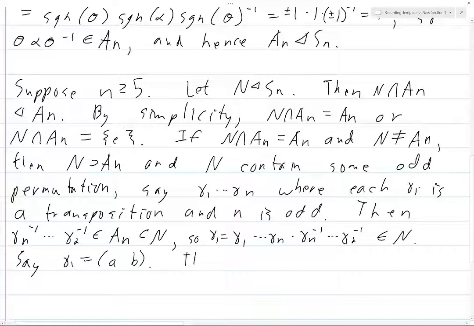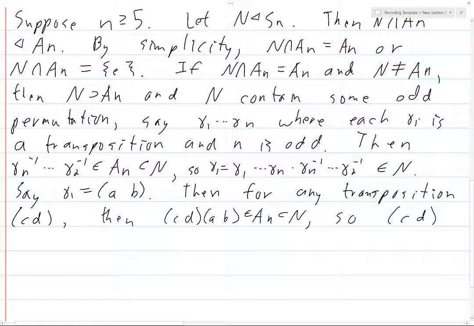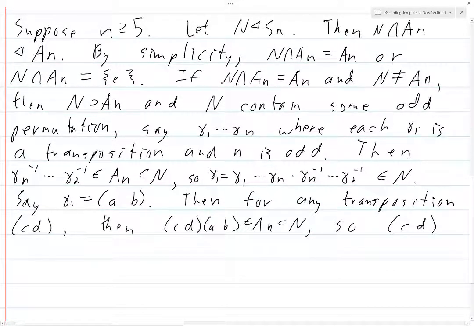Then for any transposition, we'll call it CD, CD times AB is in AN, which is contained in N. So CD, we can write this as CD times AB, because AB is AB inverse. And so this is in N.